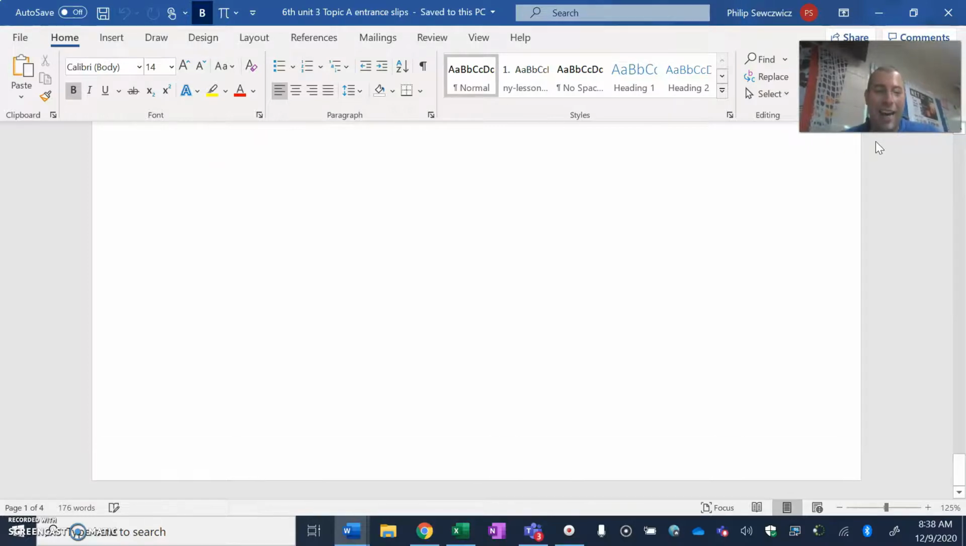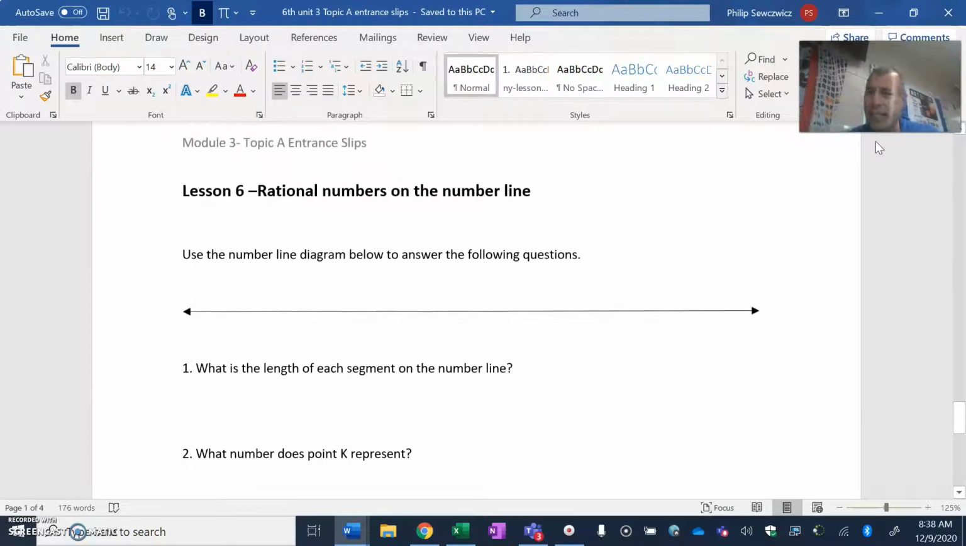All right, lesson number 6 here. It's a fast little unit that we're doing here. So, here we go. Let's get into it. Use the number line diagram below to answer the following questions.